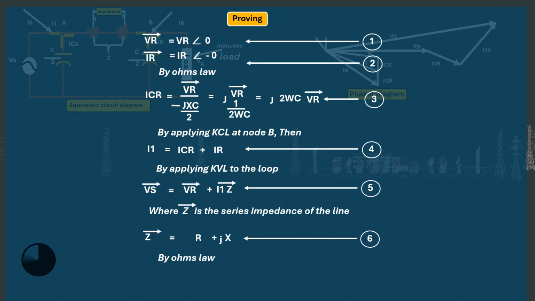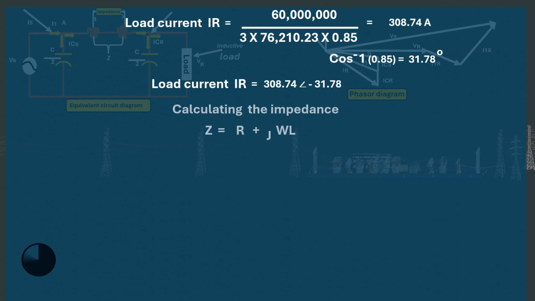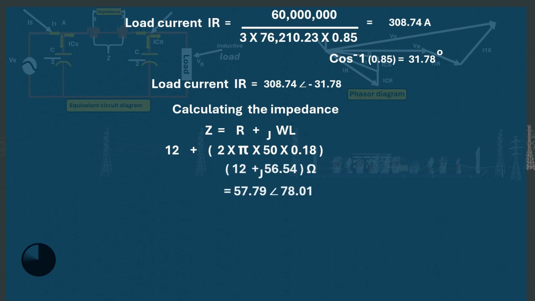The impedance of the line can be calculated also. Again, we know that impedance is equal to resistance plus j omega L. That is, 12 plus j open bracket 2 times pi times 50 times 0.18, all equal to 12 plus j 56.54. And when converted to polar, our impedance will be 57.79 at an angle of 78.017 degrees.